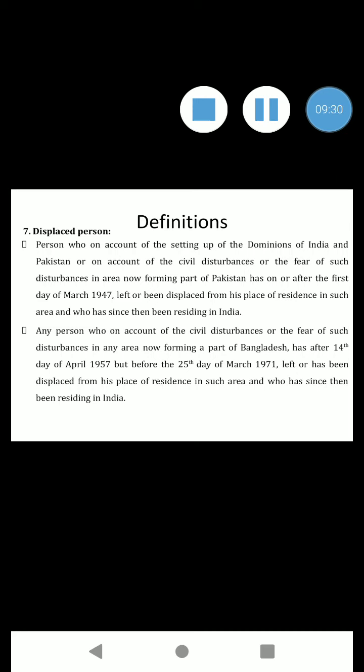A person affected by the partition of India and Pakistan, or by disturbances in the area, who came from Pakistan after the first day of March 1947, was displaced from his area of residence and is residing in India. And also there were disturbances after the partition of Bangladesh, after the 14th day of April 1957 and before the 25th day of March 1971, when he was displaced from his residence area and is now residing in India.